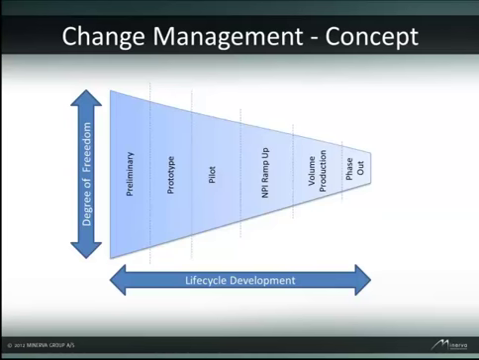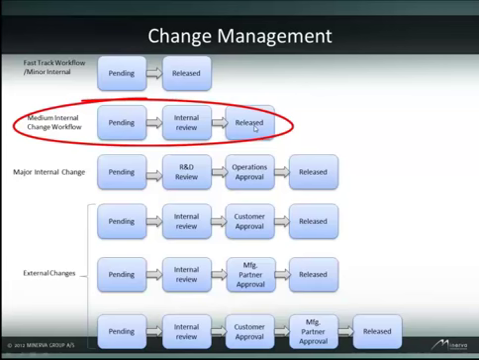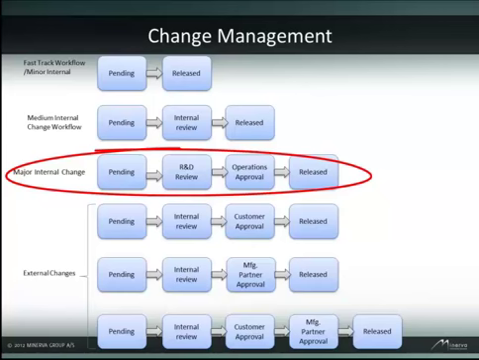What we've already completed is a full set of workflows, so that if you are early on in the process, it should be very simple to change. So it's typically what we would define as a minor change. So you can go from pending to released. But as you're moving forward through the life cycle, of course more people need to be involved in order to ensure that the right decisions are made. And therefore the next process includes an internal review before you're able to release it. Now we're talking at the next point about a major internal change, which could involve both an R&D review and also an operations review before it is released.